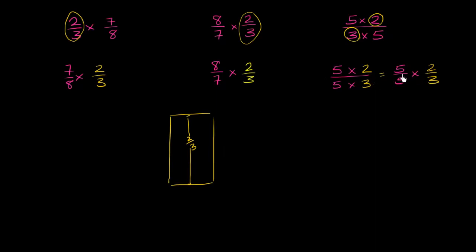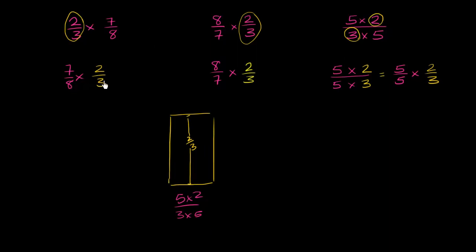Well, what's 5 over 5? 5 over 5 is the same thing as 1. This is literally just 1 times 2/3. This whole expression is the same thing as 1 times 2/3, or really just 2/3. So the height here, 2/3, is the same thing as this thing over here. This could also be viewed as 5 times 2 over 3 times 5, which was this first expression right over here.